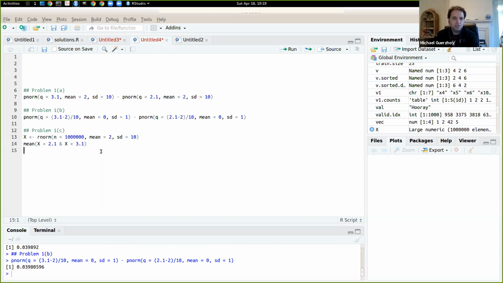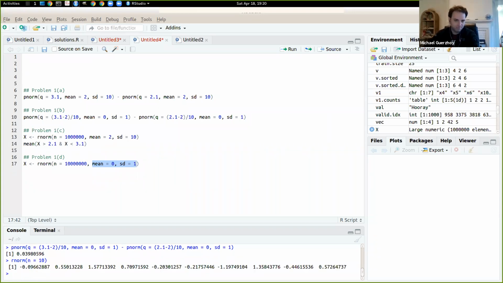Okay. So problem 1D is asking us to compute the same thing, but with rnorm with mean 0 and SD 1. So it's the same trick as before. So we'll just do x is rnorm, and we'll do, whatever, 1 million. And here we'll say mean equals 0, SD equals 1. So you'll note that this is not actually necessary. You could just say rnorm n equals 10, and that'll give you variables with mean 0 and SD 1. But we're still doing it like that.